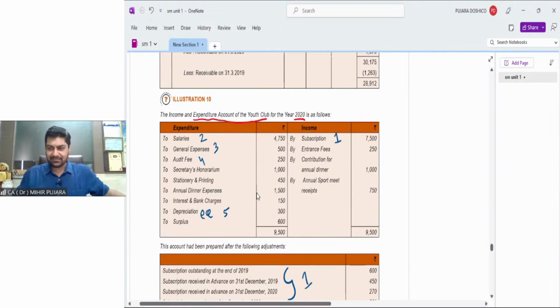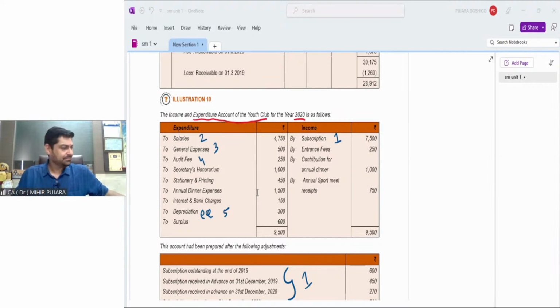नंबरिंग इज क्लियर गाइस? Numbering is clear, guys? Fine.